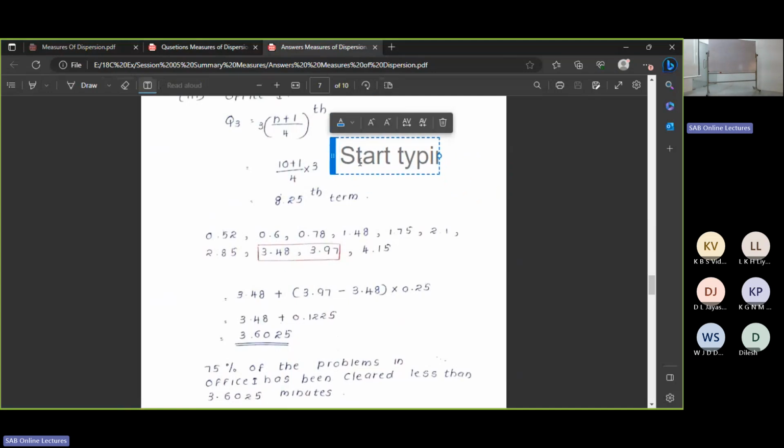This is the way we can calculate it. First we write down the 8th term. Okay. Then plus 0.25. Then we need to add 0.25 of the difference. How do we get it? We take the 9th item minus the 8th item, into 0.25.